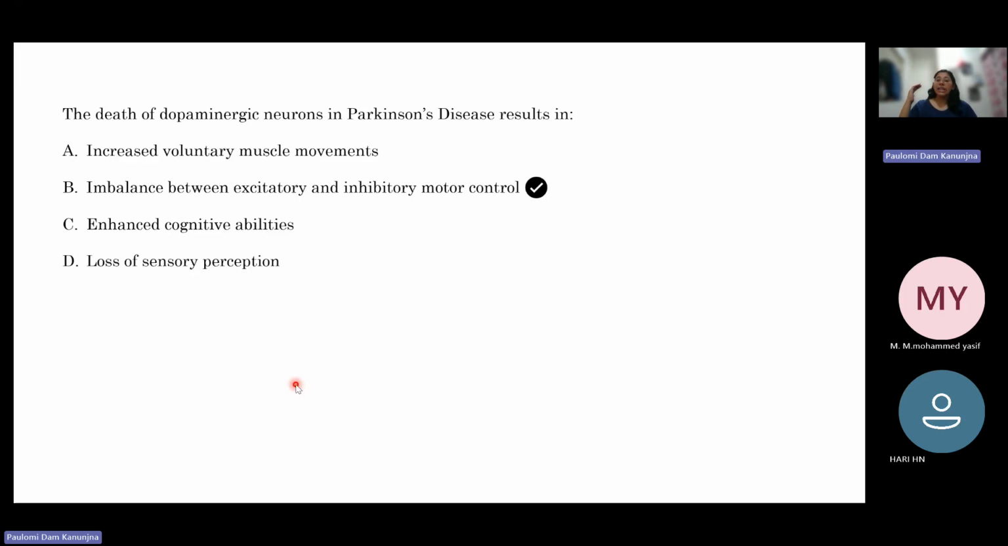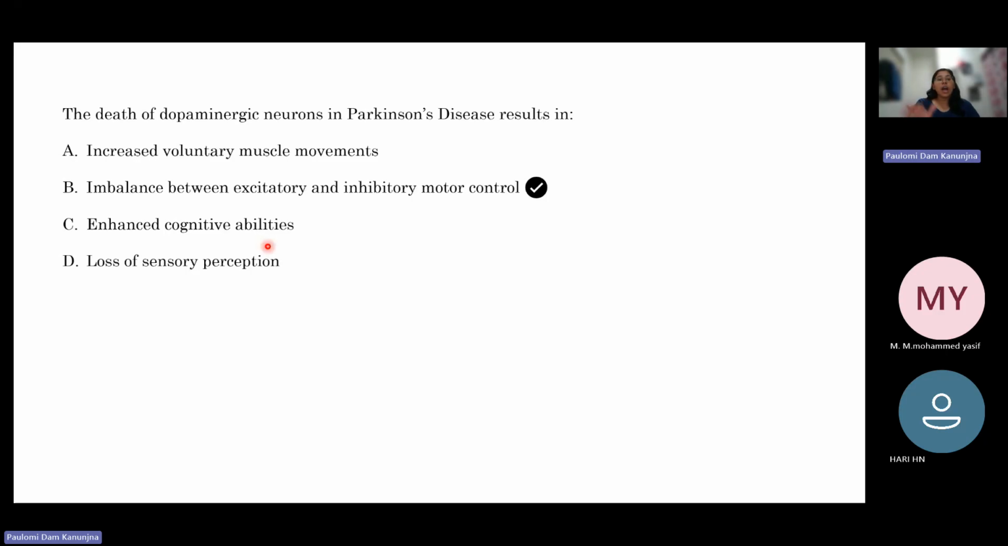Because in Parkinson's, your dopaminergic neurons are dying or dead, so your regulatory effect is impacted, and that's why you have this imbalance between excitatory and inhibitory motor control. So there is no balance between them, and that's why this shaking is happening. If you remember, excitatory means to do something, inhibitory is to stop. So you have a control over it. You don't have a control of that in Parkinson's.